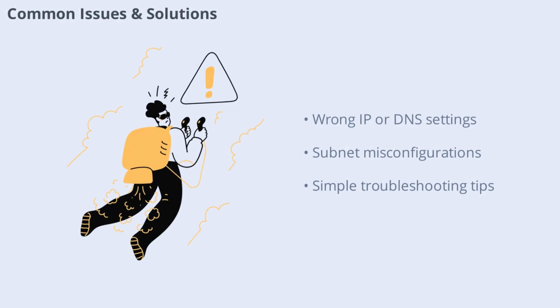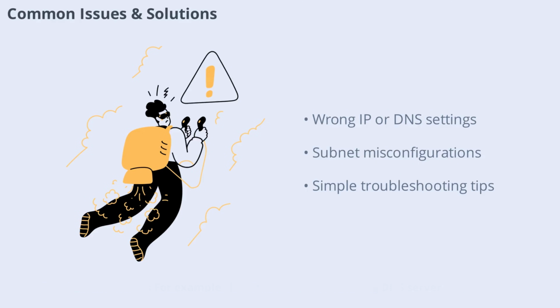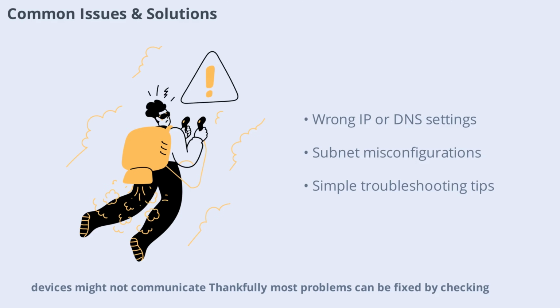Sometimes things go wrong. Maybe a website won't load or you lose connection. Common issues include incorrect IP addresses, subnet misconfigurations, or DNS errors. For example, if your device has the wrong DNS server, it can't find websites. Or if subnets are set up incorrectly, devices might not communicate. Thankfully, most problems can be fixed by checking your network settings or restarting your router. We'll highlight typical issues and simple troubleshooting steps to keep your internet running smoothly.